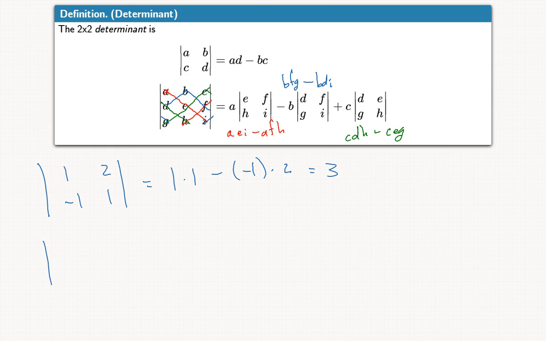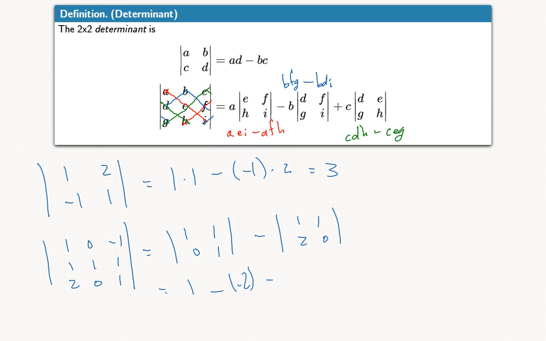If we took a 3 by 3 matrix, 1, 0, negative 1, 1, 1, 1, 2, 0, 1. So this is going to be 1 times the determinant 1, 1, 0, 1, minus 1 times the determinant 1, 1, 2, 0, which is 1 minus 2. So this will also be 3, although that was just an accident.